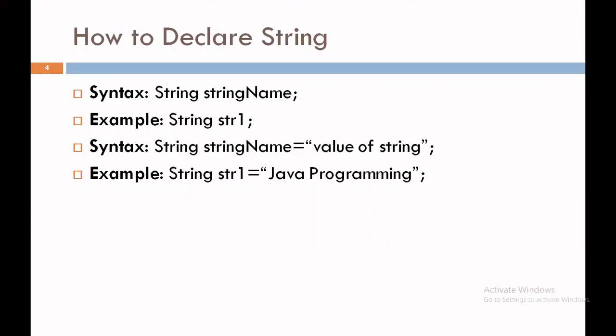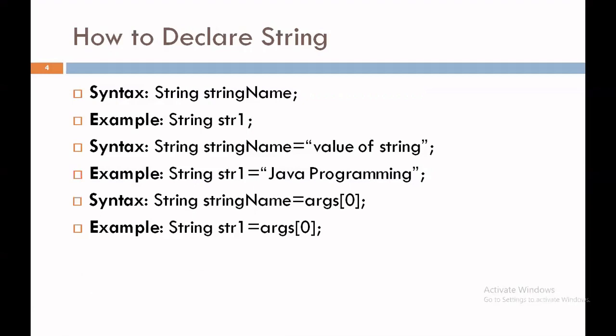Suppose you want to enter a string from the keyboard as a command line argument, then we can use this statement for entering the value of the string as a command line argument, like String name equal to args[0]. The example is String str1 equal to args[0]. We can also enter a string from the keyboard at runtime using the Scanner class. So it depends on you how you enter the string in your program, but these are the ways we can declare a string in Java.